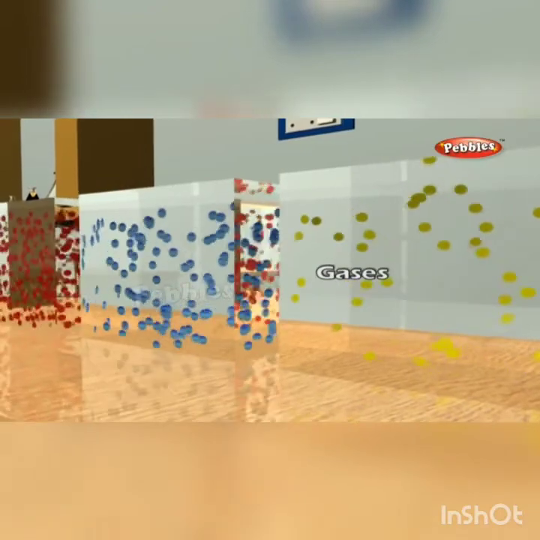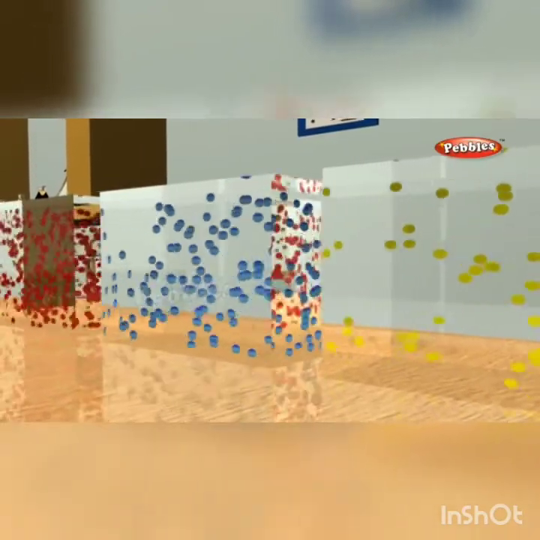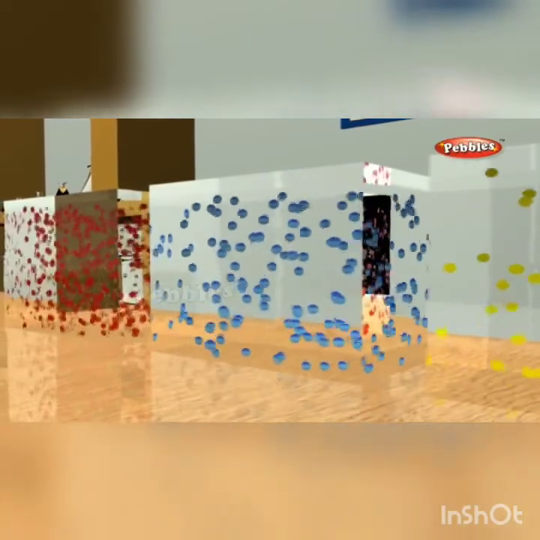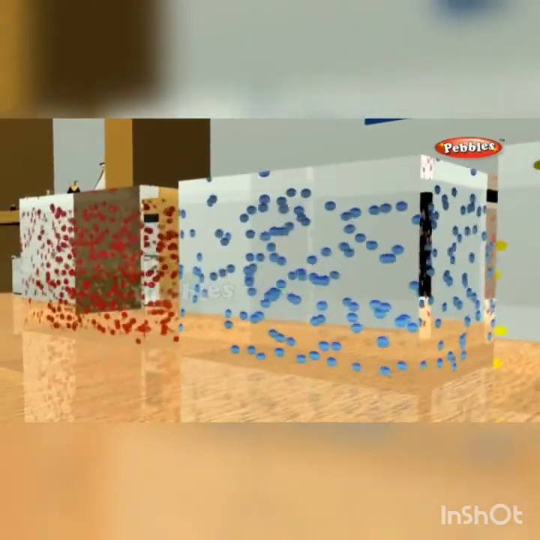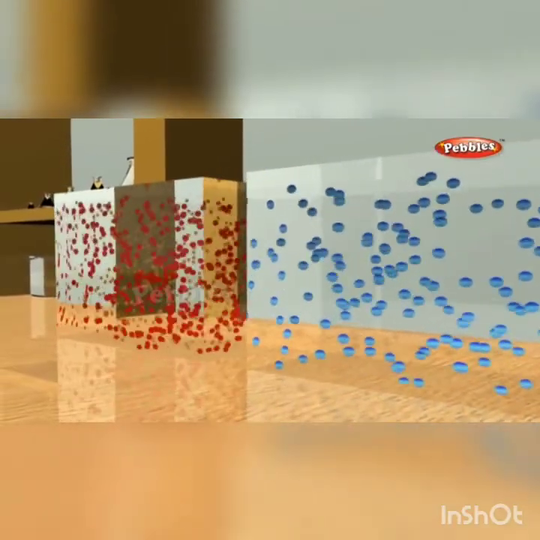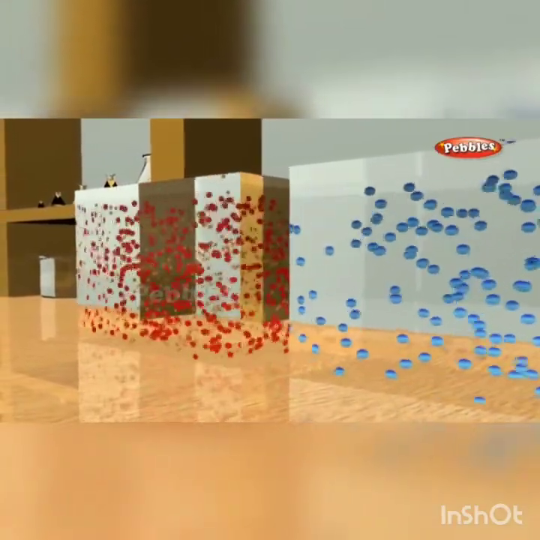Gases. In a gas, the molecules are separated from one another by wide spaces. The force of attraction between the molecules is the least, and the molecules have maximum freedom of movement. Hence, a gas has neither a definite shape nor a definite volume. Gases and liquids are called fluids because of their ability to flow.